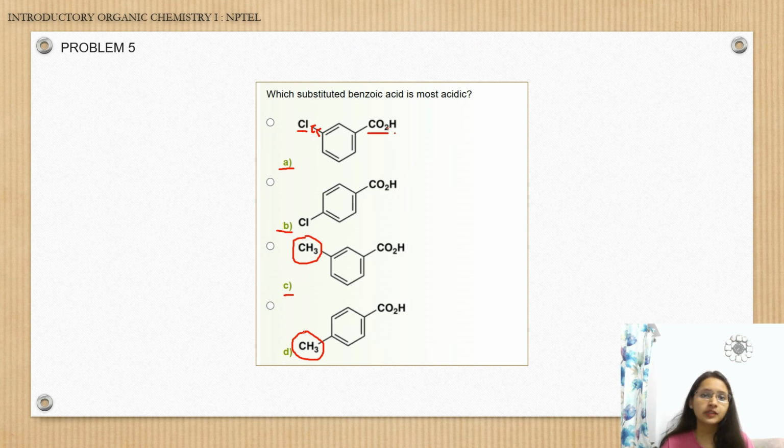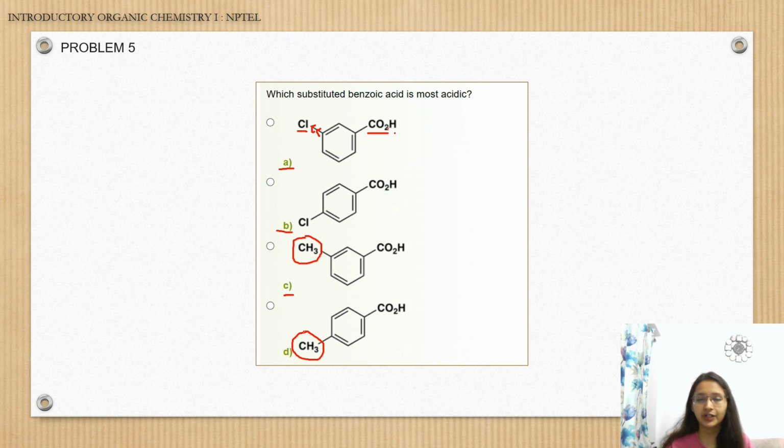But when you are talking about basicity, the reverse is true. So now you have to see which substituent is making your particular carbon, nitrogen or oxygen of interest more basic, that is, giving more electron density towards it. Okay, so this is a basic fundamental.